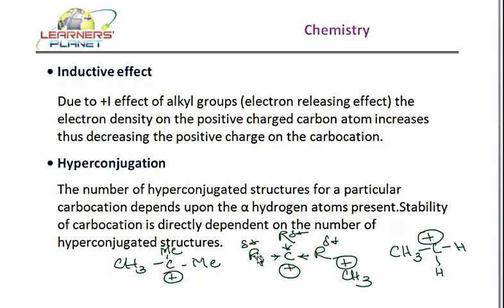If I take up these three alkyl groups, how many alpha hydrogens are there? It's CH3. And again, there is a CH3 and CH3. If there are 3 CH3 groups, then how many alpha hydrogens are there? There are 9 alpha hydrogen atoms present. So, how many hyperconjugated structures? 9. And so, the more the stability. So, students, the stability of a carbocation depends on the inductive effect as well as the hyperconjugation, right?